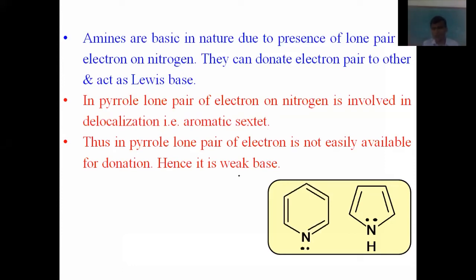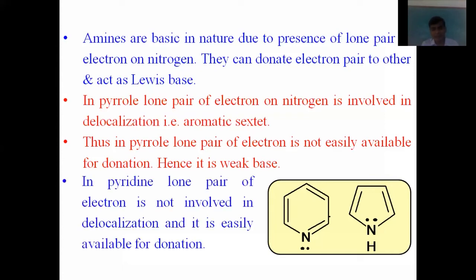In pyridine, there is also a lone pair of electrons, but pyridine already has 3 pi bonds. 3 pi bonds means there are 6 pi electrons. Already pyridine has 6 pi electrons. Therefore, this lone pair of electrons on the pyridine is not involved in the delocalization. What is my statement? The lone pair of electrons from the nitrogen is not involved in the delocalization in pyridine. Therefore, that electron pair is easily available for donation to another compound. Hence, it is a comparatively strong base, and thus pyridine is more basic than pyrrole.